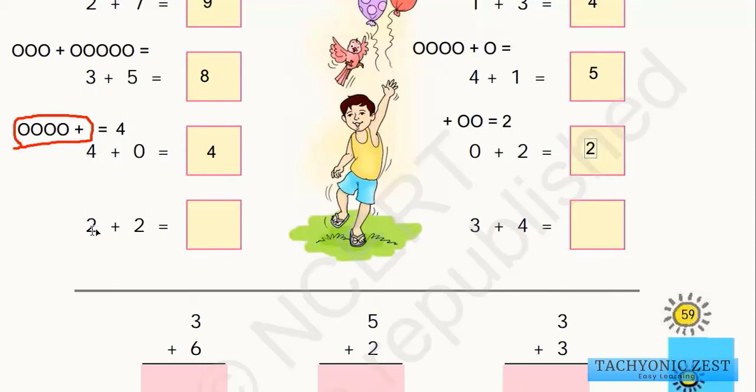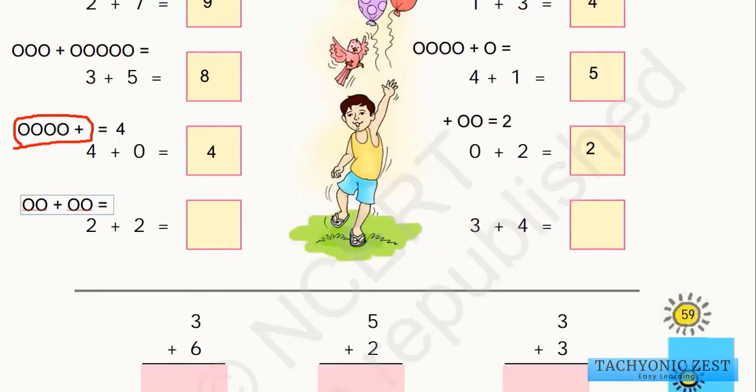Next is 2 plus 2 is equal to how much? So at first we will draw 2 balls. 1, 2. Now plus how many balls we have to add with this? Here we can see 2 balls. So we will draw 2 more balls. 1, 2. Is equal to how many balls we get?